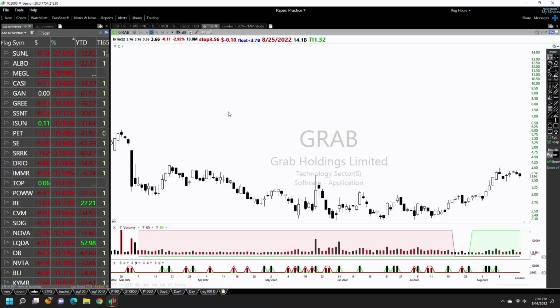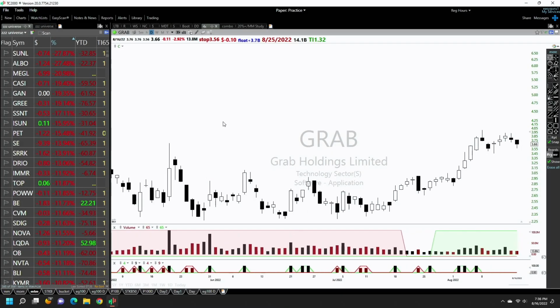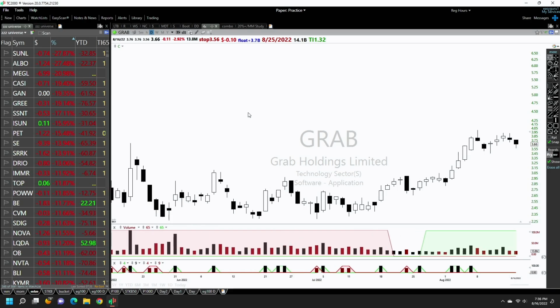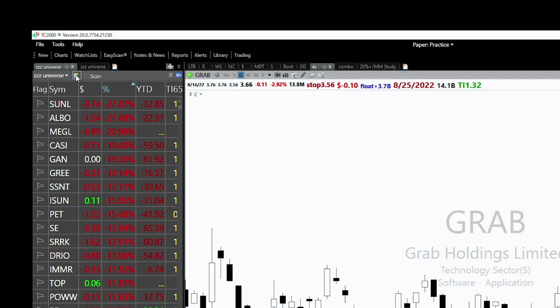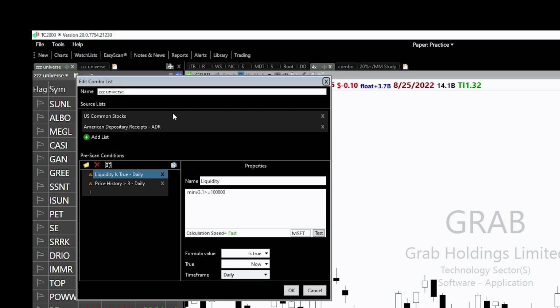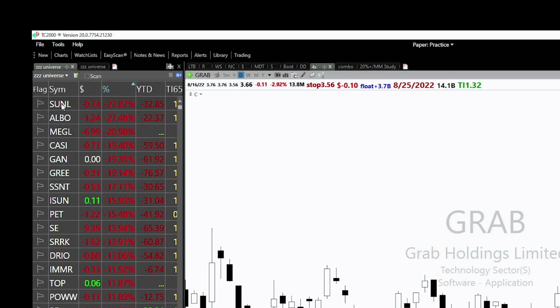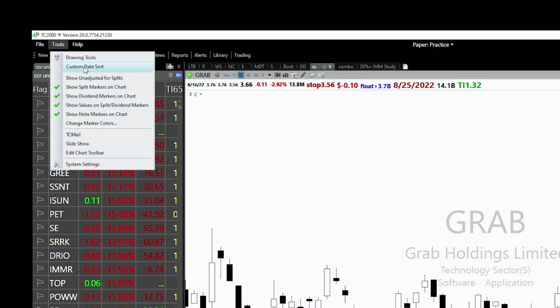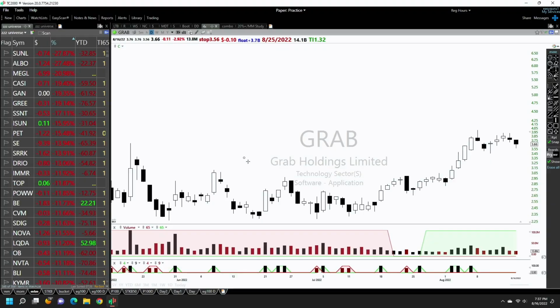In order to do that, you have to calculate anchored momentum from the point of that particular date. Doing this in the charting platform is very easy. This is my universe, a list of stocks which I use every day: US common stock and American depository receipts, with a price above $3 and a liquidity condition. Now you can go to tools, look for custom date sort, and look for July 27th.